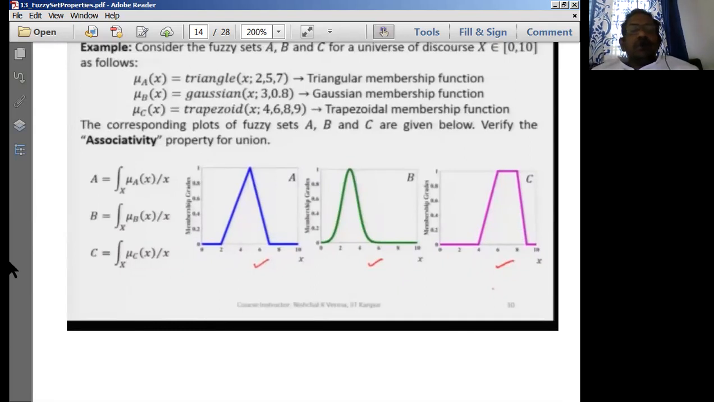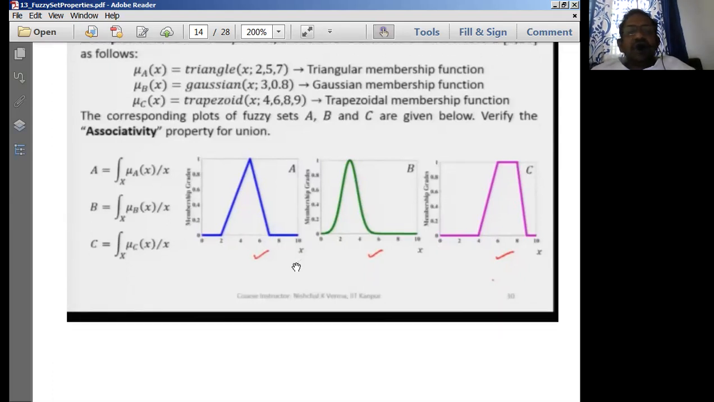So A, B, C have been represented with continuous membership functions. Let us take A to be a triangular function, B to be a Gaussian function, and C to be a trapezoidal function. Here B is starting early, then after some time A starts, and after A starts, after some time C starts. So these are the membership functions for sets A, B, and C we have.